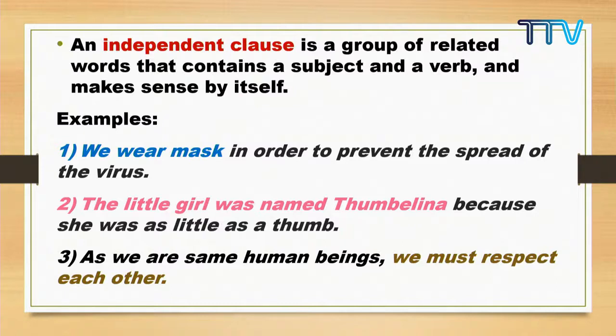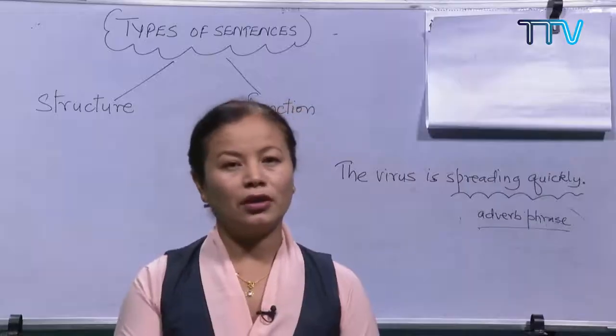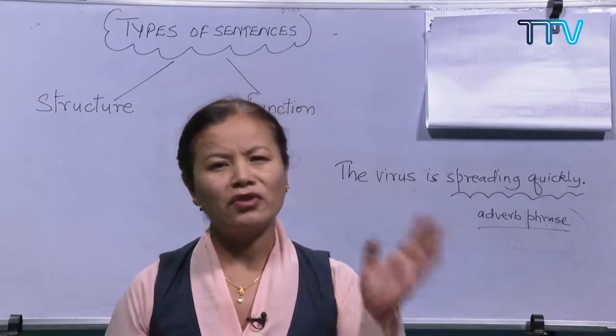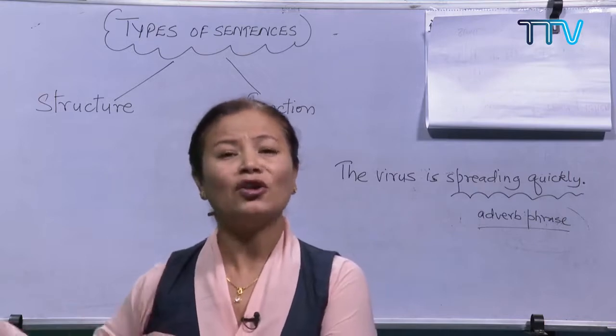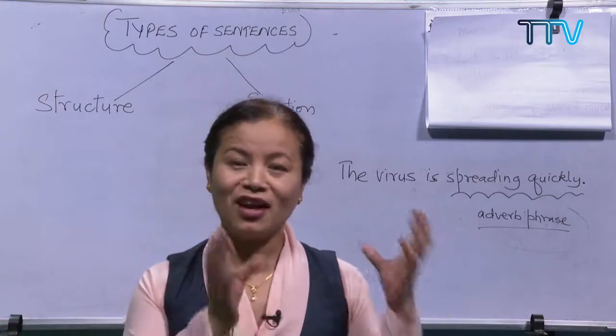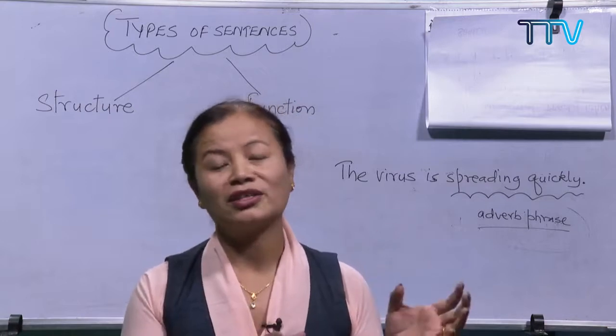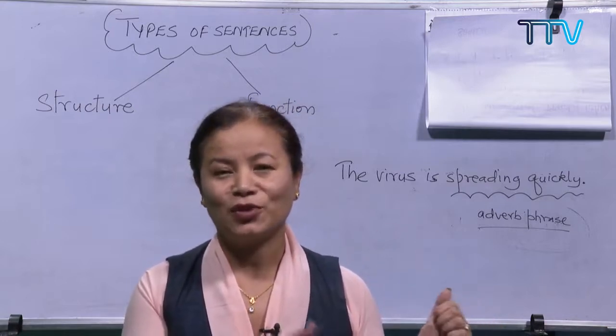In the first and second sentence, I have used the independent clause at the beginning of the sentence. But in the third sentence, as we are same human beings, we must respect each other. So we must respect each other is the independent clause here and does not necessarily come at the beginning of the sentence. So we can just change the manner in which the sentence is written as well. We must respect each other as we are all human beings. In that case, we are using the main clause or the independent clause at the beginning of the sentence. So I hope you got it clear.